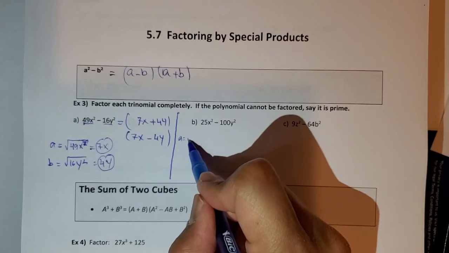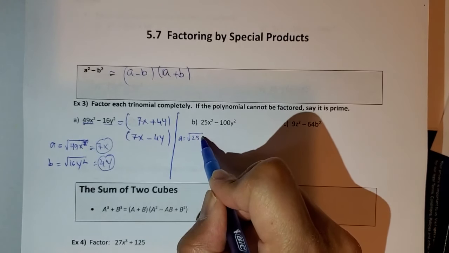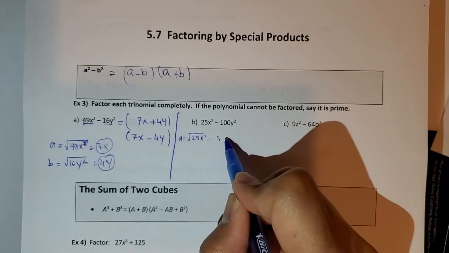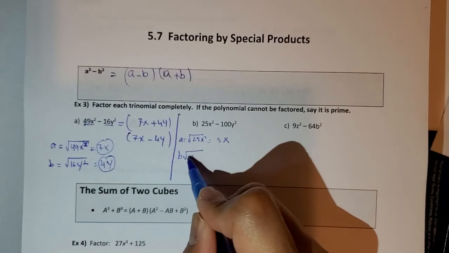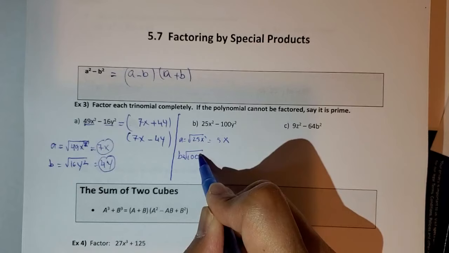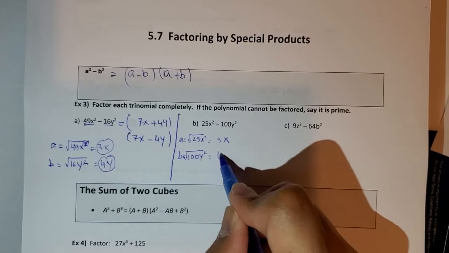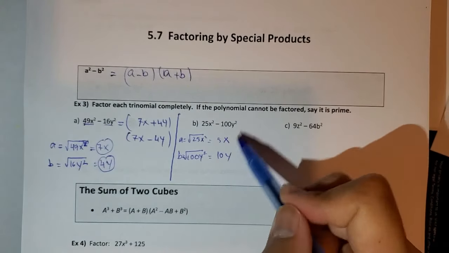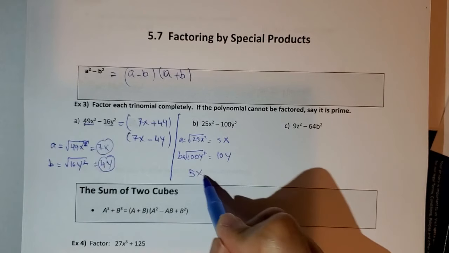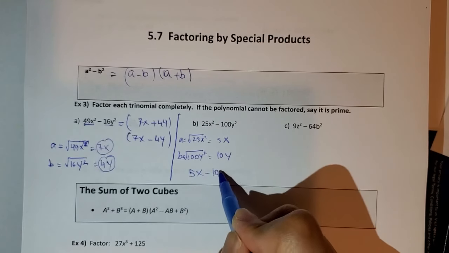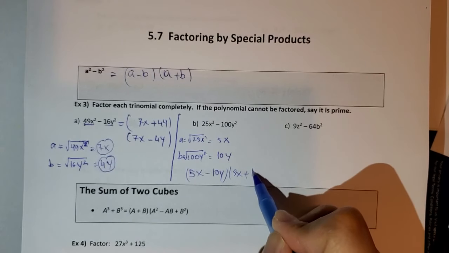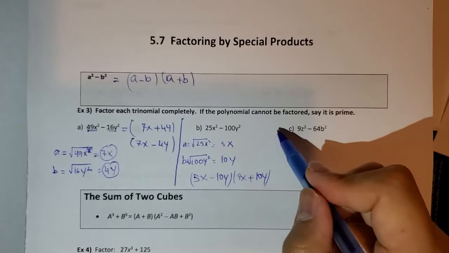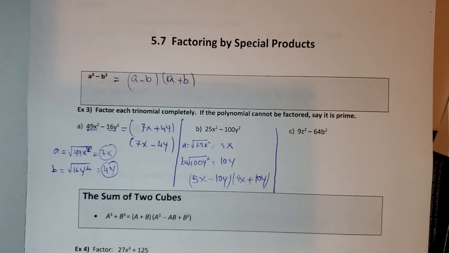Now this one, my a here is the square root of 25x squared, which gives me what, 5x, and my b here is going to be the square root of 100y squared. That's going to be just what, 10y. So I'm going to add and subtract this. So I'm going to just write 5x minus 10y and 5x plus 10y. Again, it doesn't matter which one first. So that's your answer.